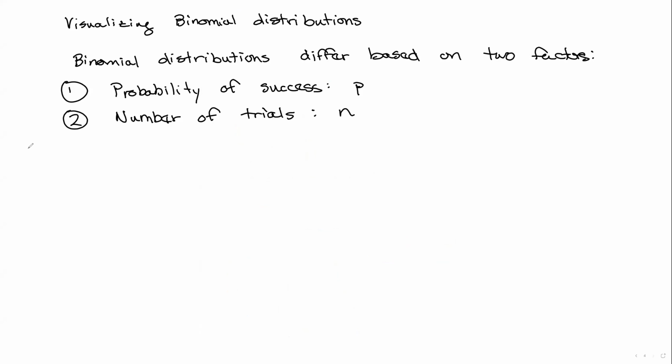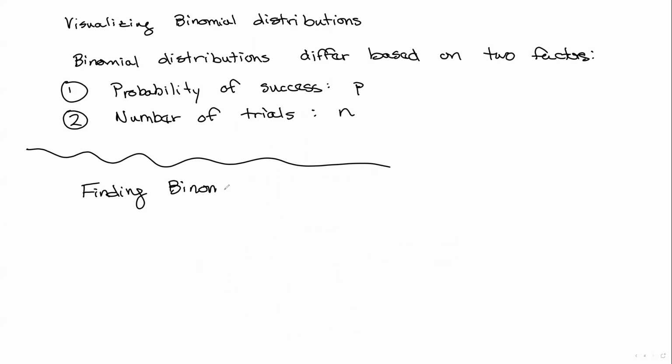All right, so we've talked about visualizing some different distributions. So how about finding binomial probabilities? What if we wanted to use the probability distributions that we've just been looking at and find some of those results? Let me go back and point out exactly what I mean by that.